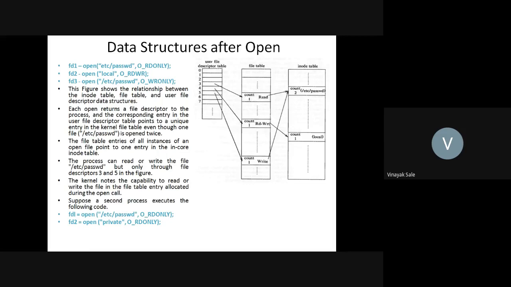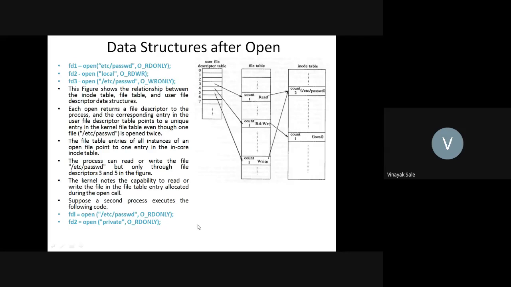So the kernel knows the capacity to read or write the file from the file table entry allocated during opening of the file. Suppose a second process opens fd1, the name of the file is /etc/passwd, read only, and opens private, read only.